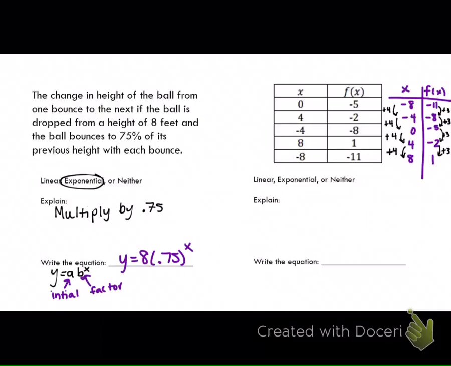So is it actually linear? Yeah, this is actually linear. It has a constant rate of change. Remember, it's y over x, so what is my constant rate of change? 3/4.